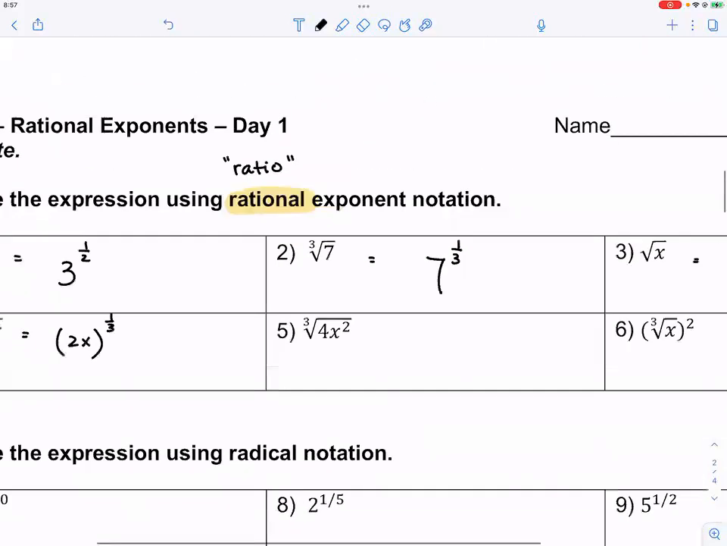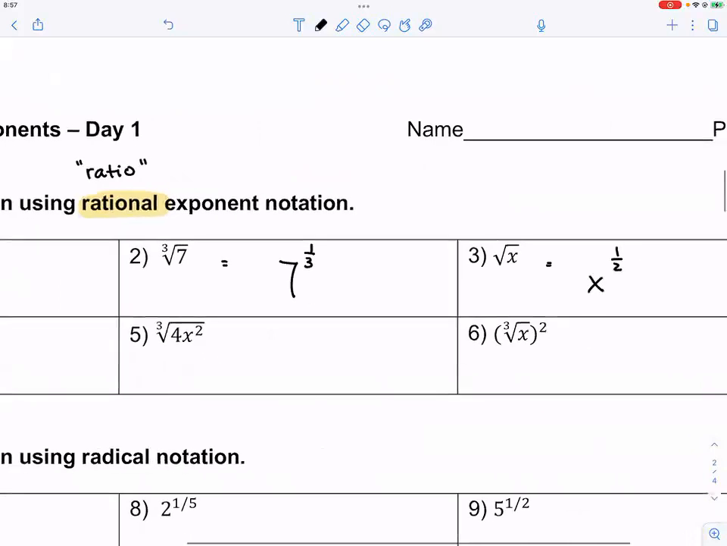All right, so we'll let you finish number 5 and number 6. Okay, go ahead, give you 1 minute. Number 5 and number 6.